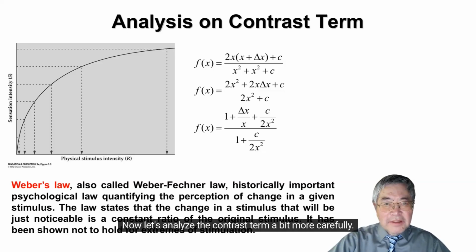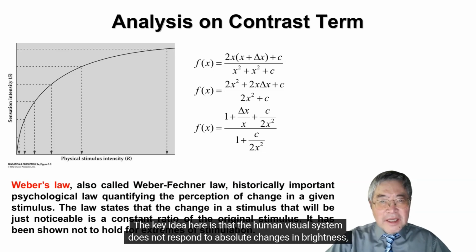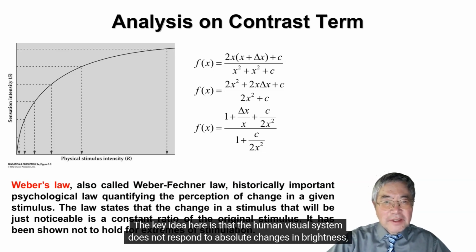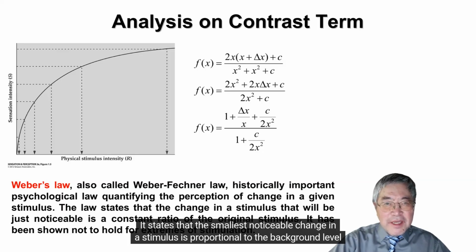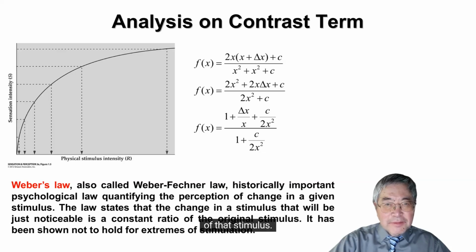Now let's analyze the contrast term a bit more carefully. The key idea here is that the human visual system does not respond to absolute changes in brightness, but rather to relative changes. This is exactly what Weber's law describes. It states that the smallest noticeable change in a stimulus is proportional to the background level of that stimulus.